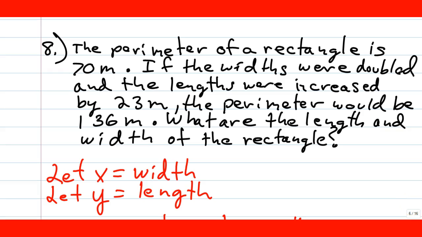Question number 8 reads, the perimeter of a rectangle is going to be 70 meters. If the widths were doubled and the lengths were increased by 23, the perimeter would be 136 meters. What are the length and width of the rectangle?